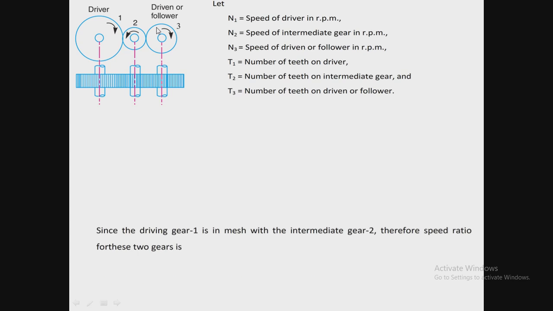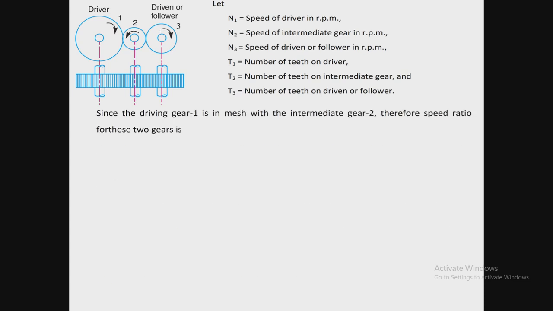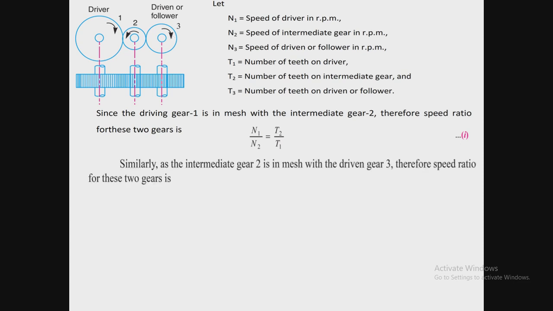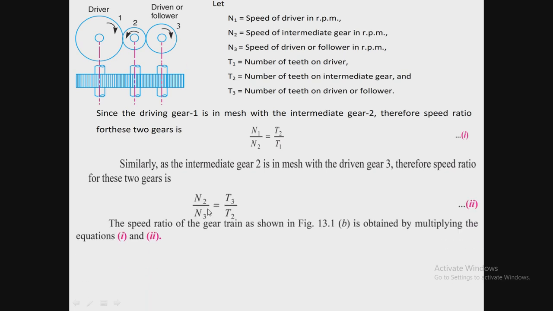Now we are going to see the velocity ratio. First we concentrate on gear 1 and 2. As they are in mesh with each other, the velocity ratio for gear 1 and 2 is N1 upon N2, and N1 upon N2 is equal to T2 upon T1. This is equation number 1. Now gear 2 is in meshing with gear 3, so the speed ratio of gear 2 and 3 is N2 upon N3 is equal to T3 upon T2.